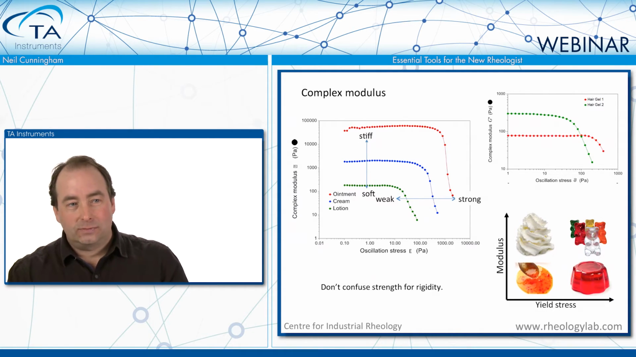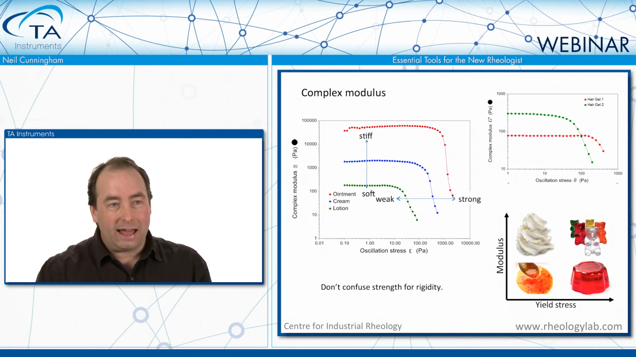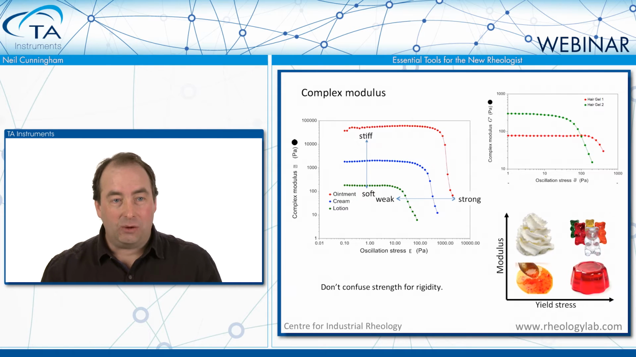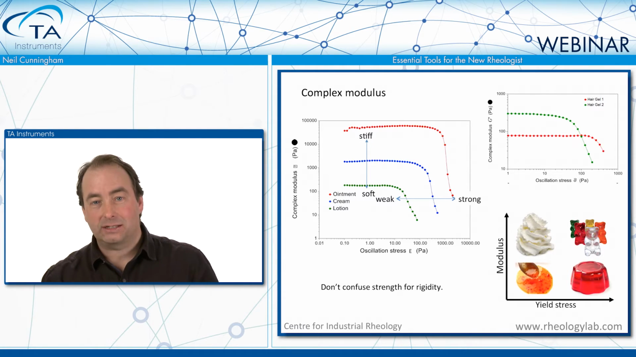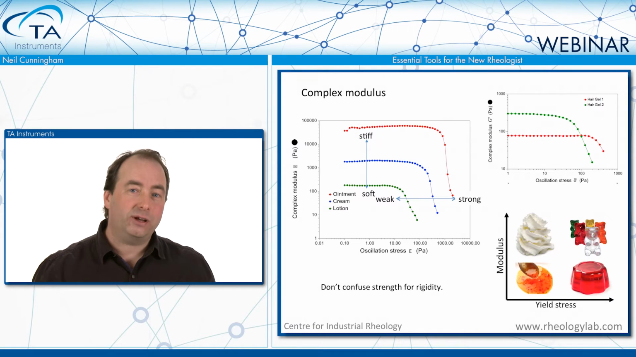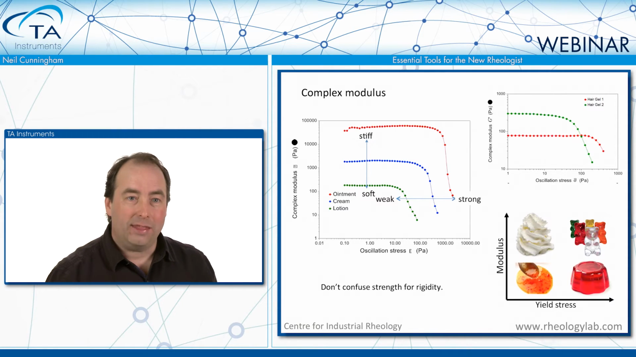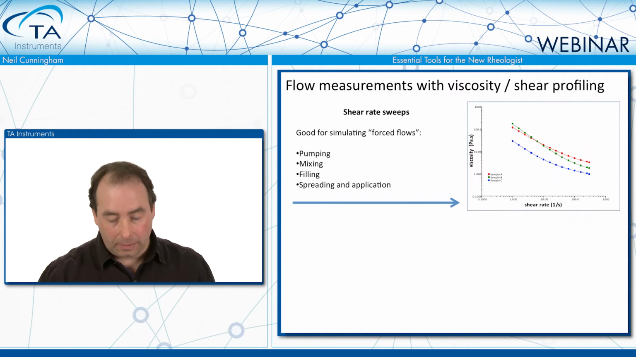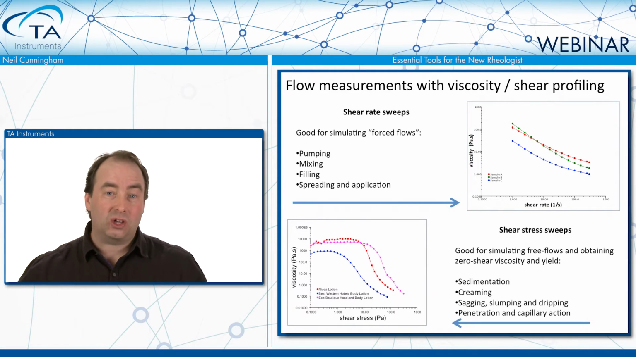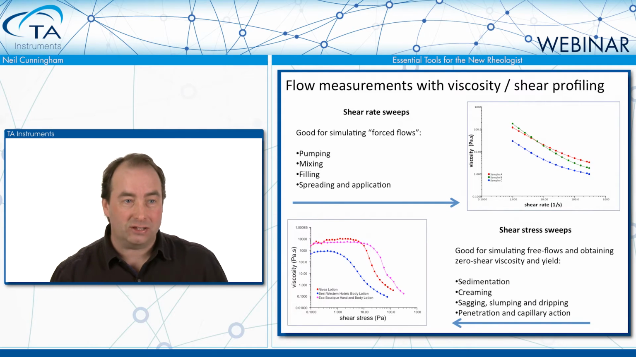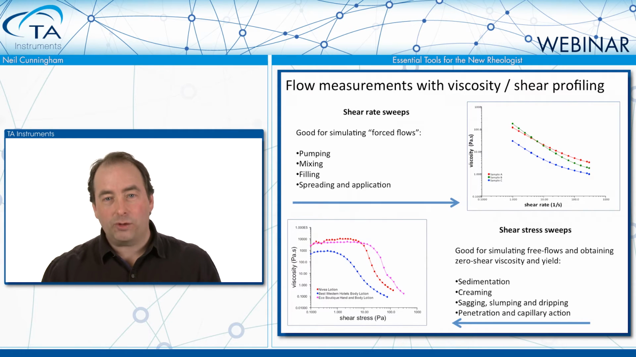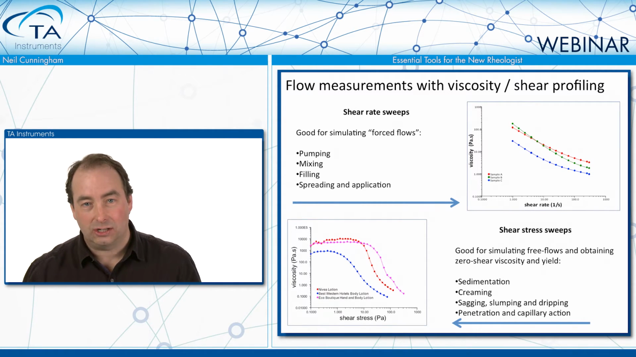Okay, so what we've done so far, in our snapshot of the rheology of structured liquids, is we've looked at the structural aspects. Once we go beyond the yield point, then we're going to get into flow behaviour. And there are a couple of ways that we can assess flow behaviour. We can use two different approaches for viscosity profiling over a range of shear rates. We can perform shear rate controlled sweeps and shear stress controlled sweeps. And they've both got their own particular advantages and disadvantages.